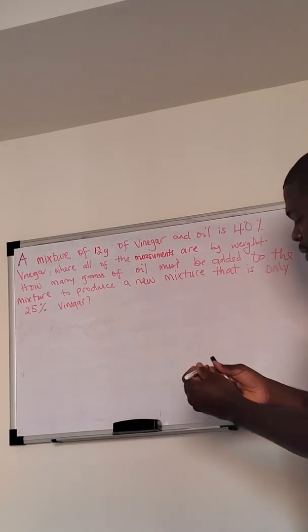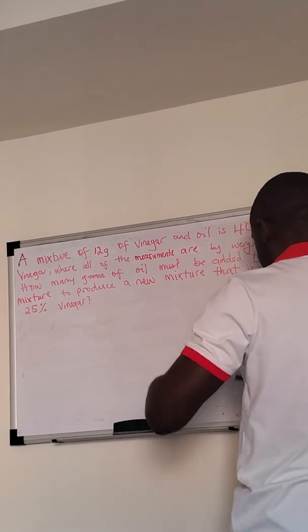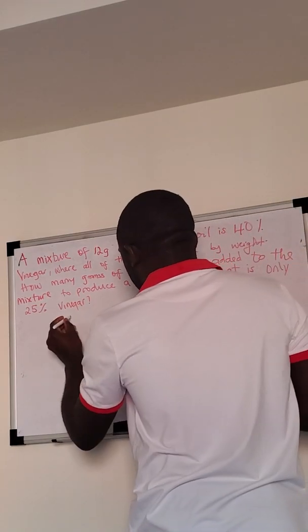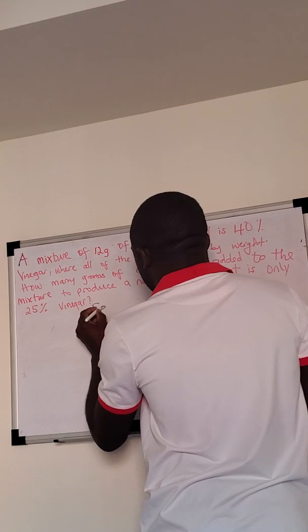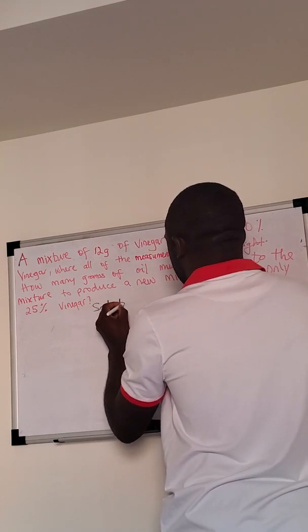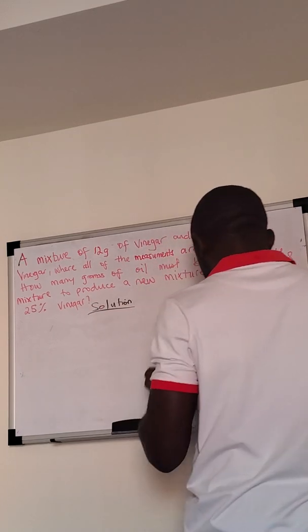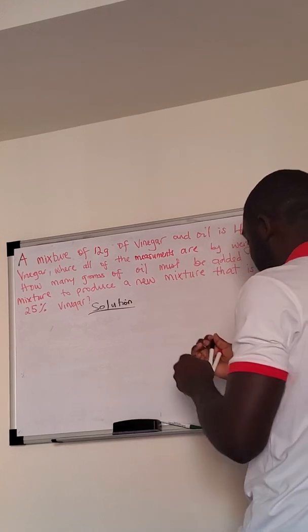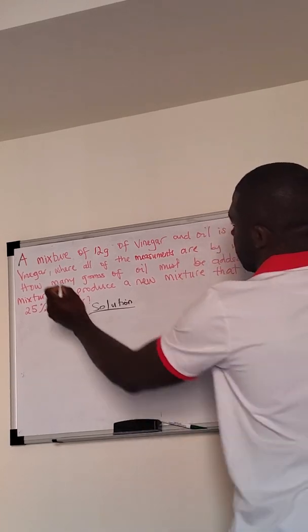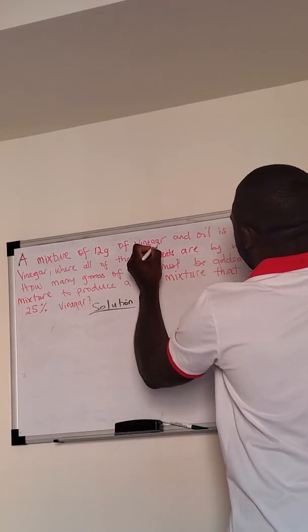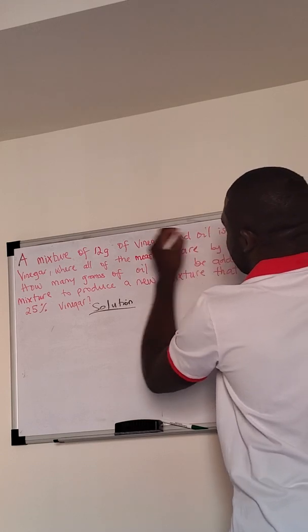So let's take the question step by step. A mixture of 12 grams of vinegar and oil is 40% vinegar.